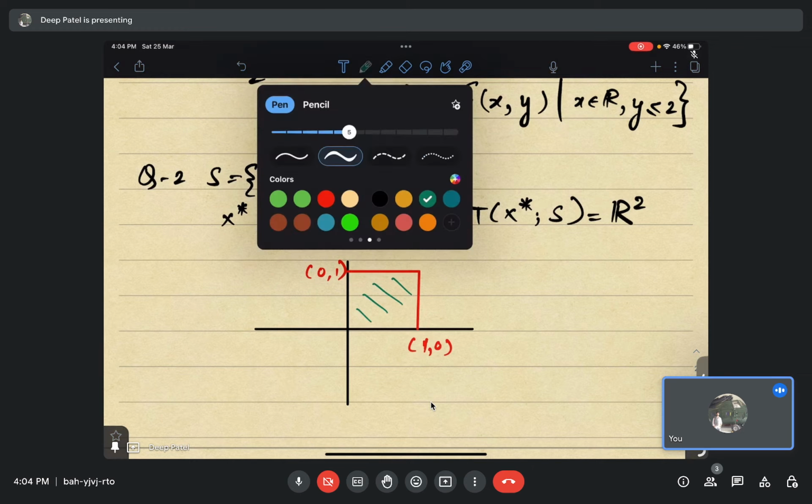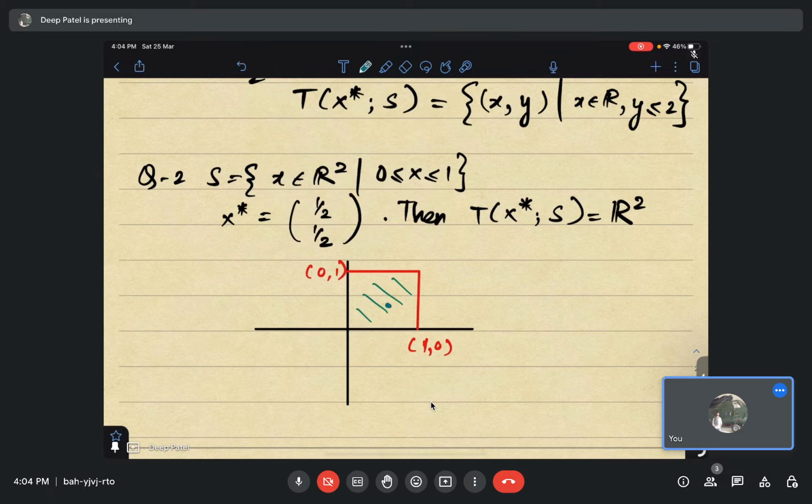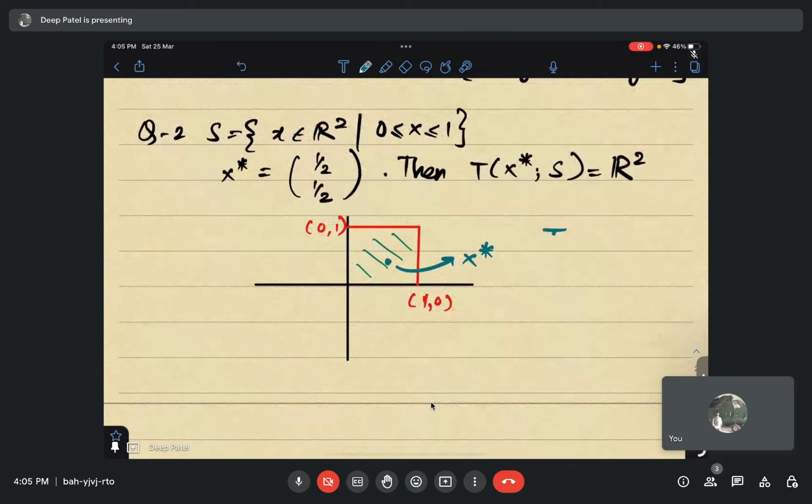So what do we do here in this case? So let's say this set is the whole of R2. Right, so this is true. And why is that? Yeah, this point lies inside the set, it's in the interior of the set.